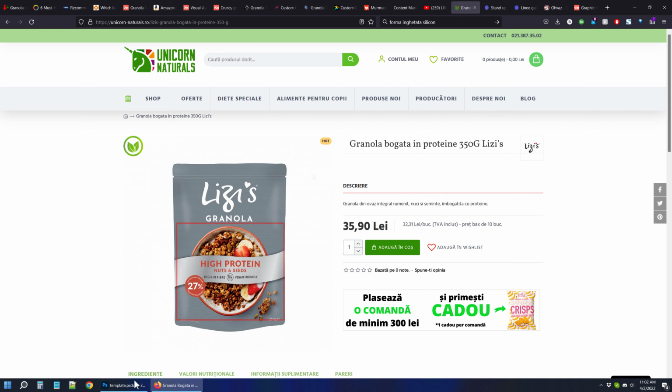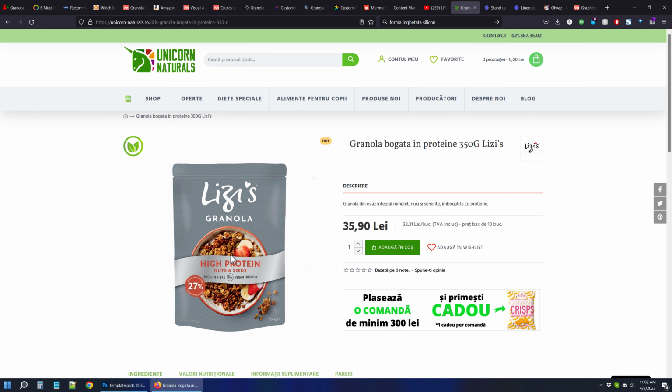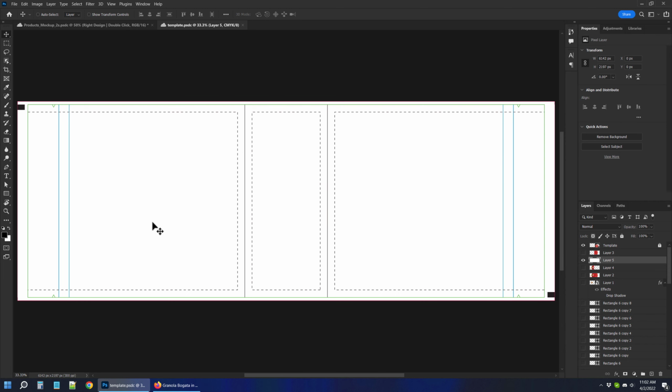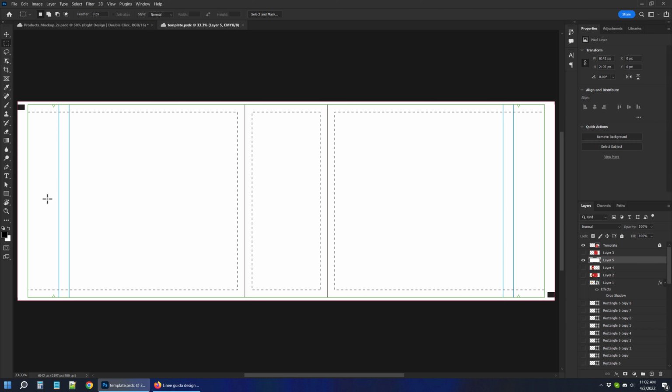Now on the left side, you're going to have the front of the packaging. So that's the front, it's this part here. On the right side, you're going to have the back of the bag. And in the middle, this is going to be the bottom part. You have the guideline here, just in case you have any questions about it. Please note that this has a zipper, so you can't put graphics all over the place. You have to make sure that you read about the guideline.